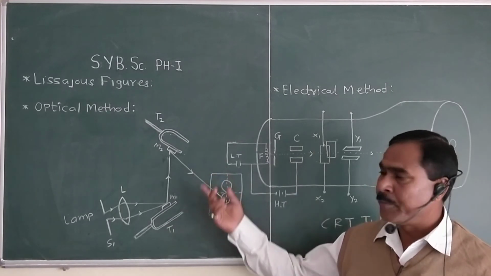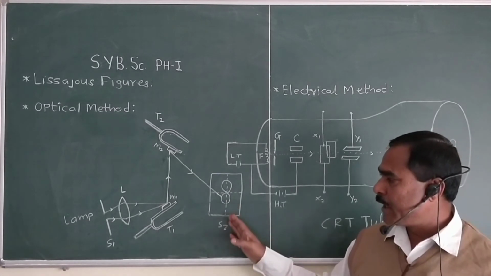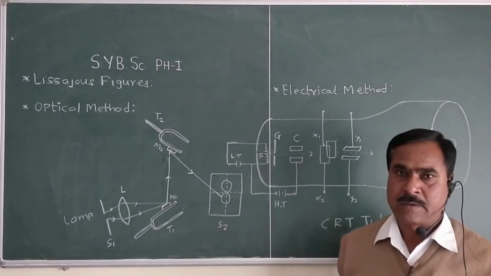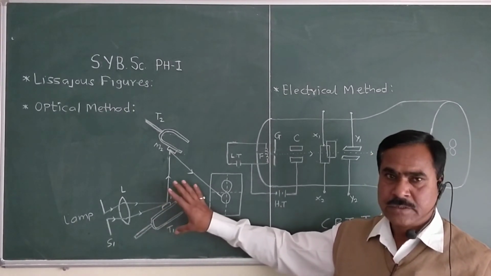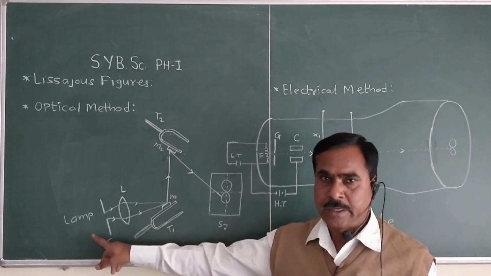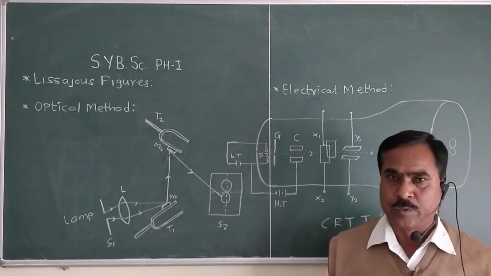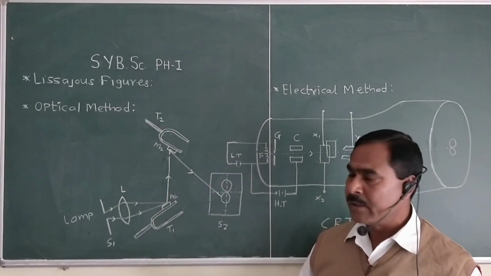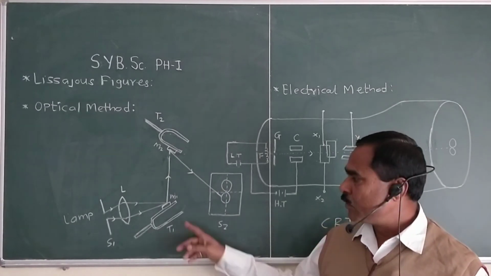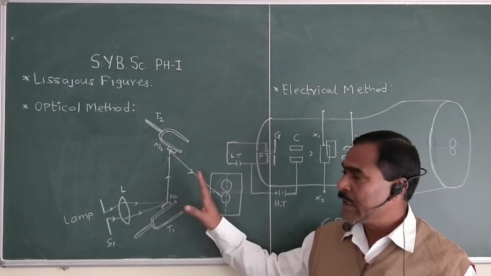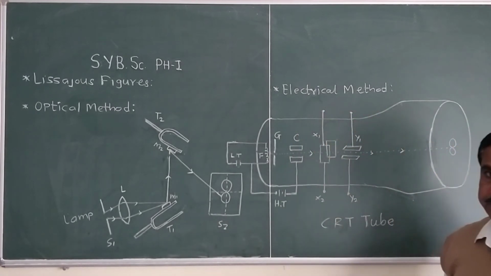So this is the optical method by which one can obtain different figures on the screen, and these figures are called Lissajous figures. In this optical method we use the light source for illumination purposes, and there are two tuning forks with mirrors M1 and M2 attached to one end of each tuning fork. Then next we consider the electrical method.